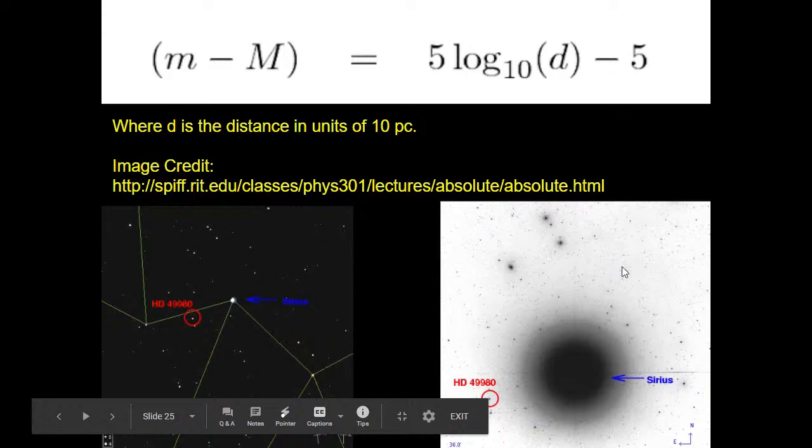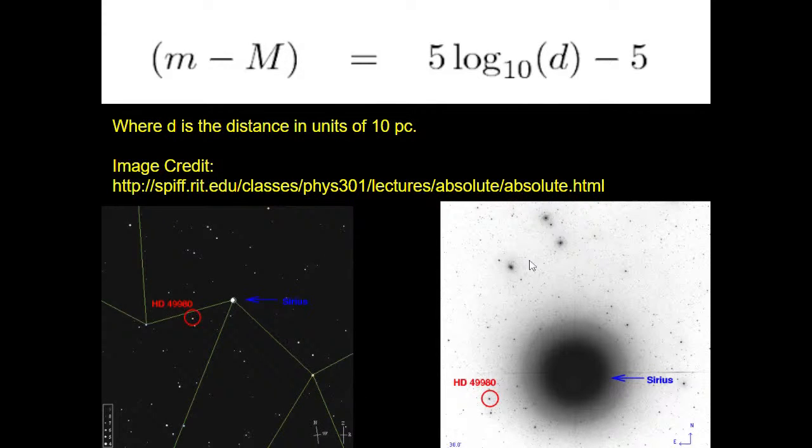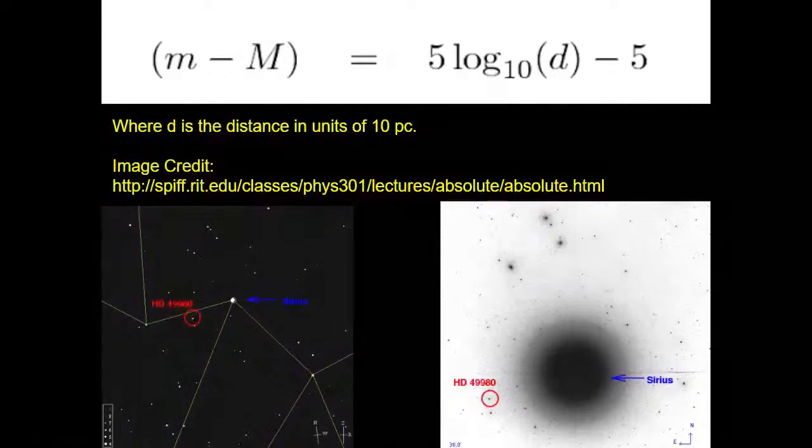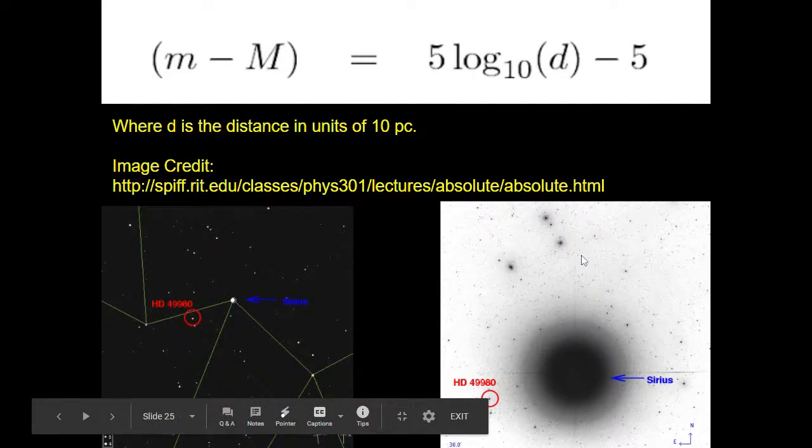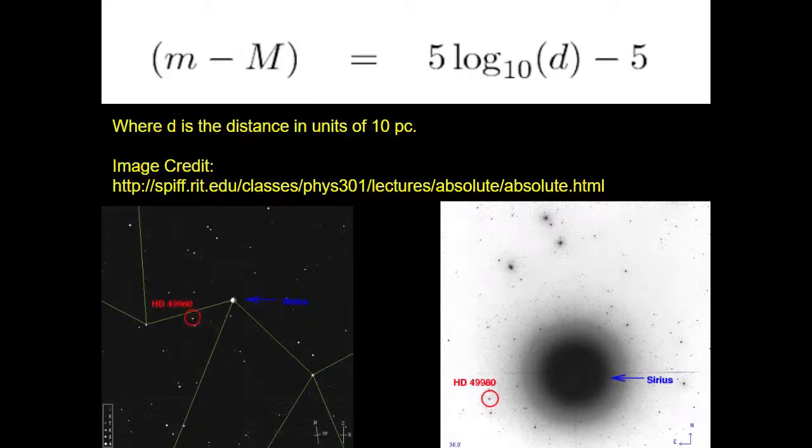But in reality, if you do all this calculation, because HD 49980 is much further away, you will find that indeed the absolute magnitude of HD 49980 is much more negative than the absolute magnitude of Sirius A. Sirius A appears brighter because it is closer to us.